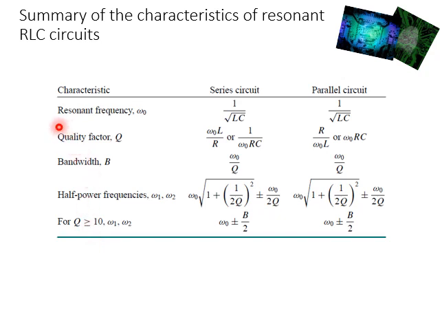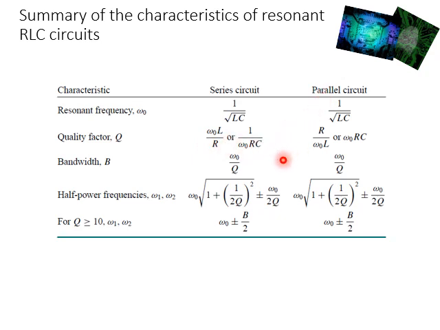So let's see. For series, we have resonant frequency 1 over square root of LC, similar to the parallel circuit. So for both series and parallel, we have the same equation for resonant frequency. Okay, next is quality factor. For quality factor, we have a little bit of difference between series and parallel, where in series it is omega naught L over R or 1 over omega naught RC.